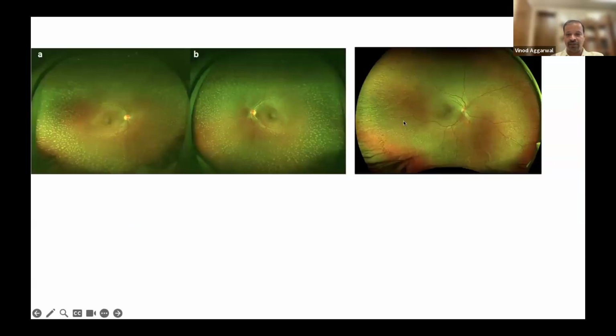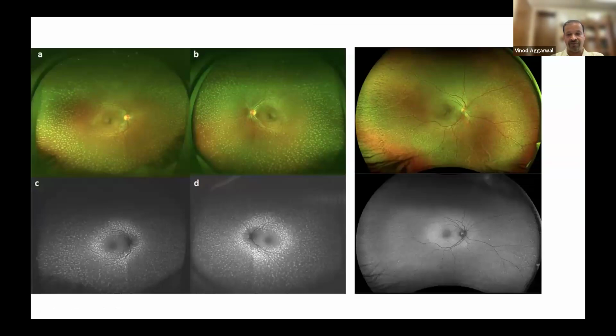Again, a fleck retina syndrome. This is a patient with fundus albipunctatus. On the other hand, this is a patient with benign fleck retina. All you need to do is a fundus autofluorescence: in fundus albipunctatus, it tends to be isofluorescent, while in benign fleck retina, it tends to be hyper AF.